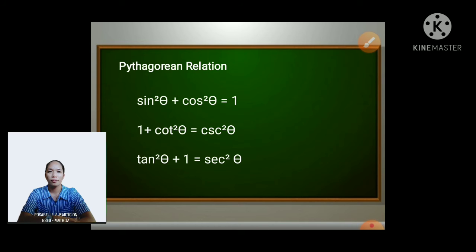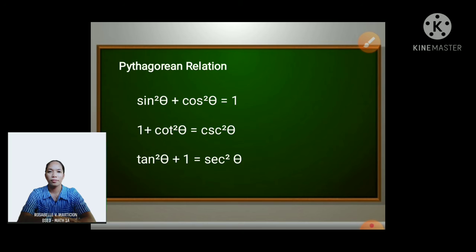And for the cosecant, the alternative of 1 plus cot squared theta equals cosecant squared theta is that 1 is equal to cosecant squared theta minus cot squared theta. So, cot squared theta is equal to cosecant squared theta minus 1.